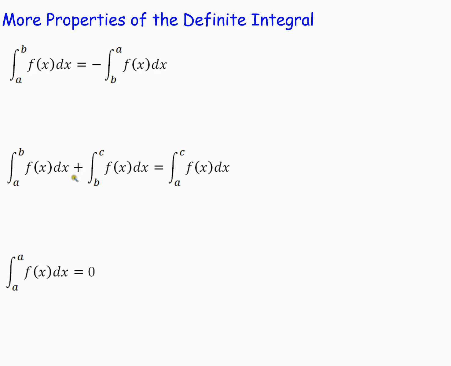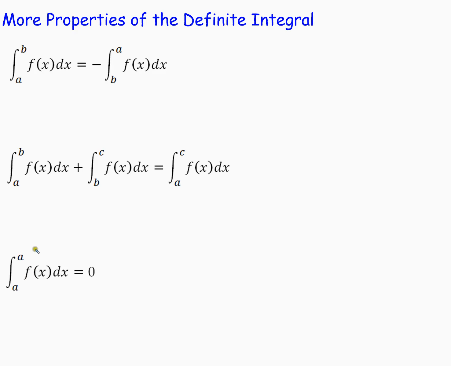This one takes a sum and combines it into one, but notice what's happening with our intervals here. This is from A to B, and then from B to C. And if you add those two integrals together, that would really be the same integral as if you went just from A all the way to C. If you remember in geometry, it's almost like a segment addition postulate or something like that, where you have from A to B plus from B to C will equal the whole thing.